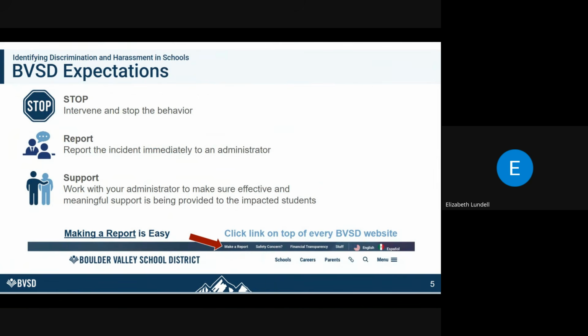An easy way to remember how to respond if you see something is stop, report, and provide meaningful and effective support to the impacted students. If someone asks you how they can make their own report, you can direct them to the Make a Report link located on the banner of every BVSD website. BVSD employees should not file a report on behalf of someone else. If you see something or if a student reports something to you, you should report directly to an administrator.